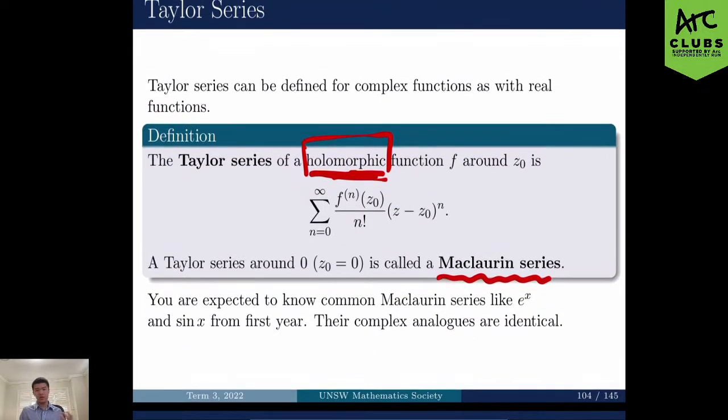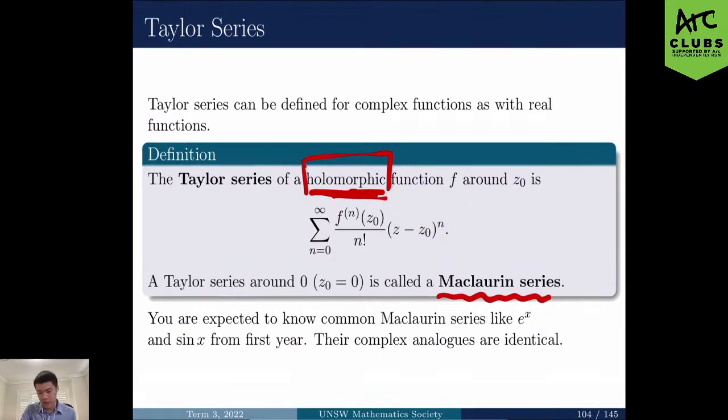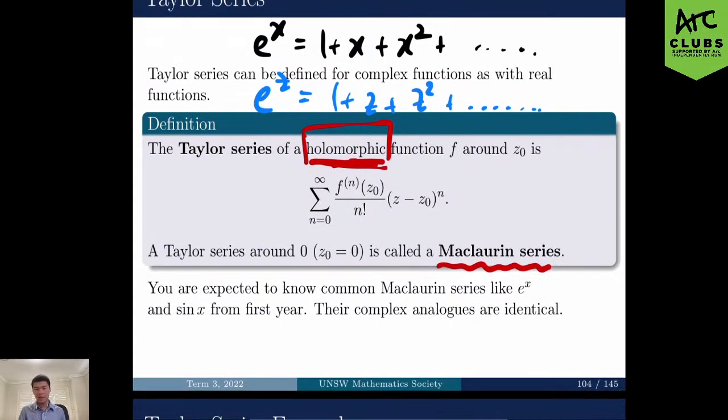And that means we can also use the common Maclaurin series that we remember from first year, for example, e to the x is equal to 1 plus x plus x squared over 2 and so on. To change this to z, all you really have to do is change it to a complex number. e to the z is equal to 1 plus z plus z squared over 2 and so on. And that's a common Maclaurin series. And something like sin x, which you've seen before, is exactly the same as what you've seen in real analysis.